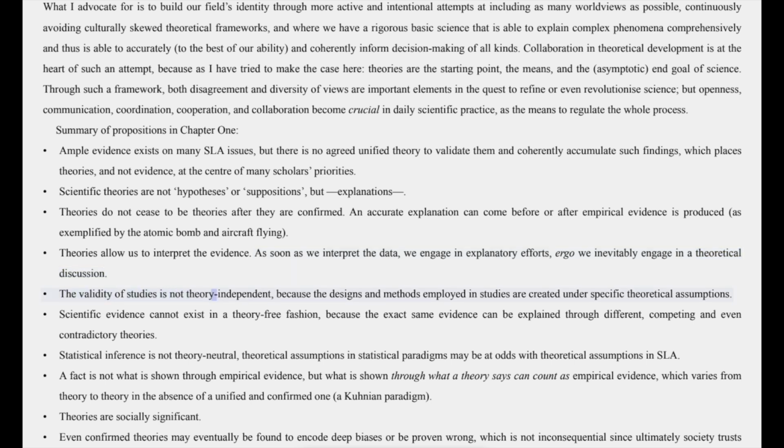The validity of studies is not theory independent, because the designs and methods employed in studies are created under specific theoretical assumptions. Scientific evidence cannot exist in a theory-free fashion, because the exact same evidence can be explained through different, competing, and even contradictory theories. Statistical inference is not theory. Neutral, theoretical assumptions in statistical paradigms may be at odds with theoretical assumptions in SLA. A fact is not what is shown through empirical evidence, but what is shown through what a theory says can count as empirical evidence, which varies from theory to theory in the absence of a unified and confirmed one, a Kuhnian paradigm. Theories are socially significant. Even confirmed theories may eventually be found to encode deep biases or be proven wrong, which is not inconsequential since ultimately society trusts science for policy and decision-making, which reveals the centrality of theoretical development in science, as well as the need to regulate it through both pluralism and coordination.